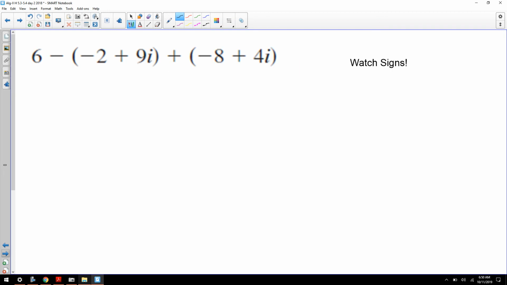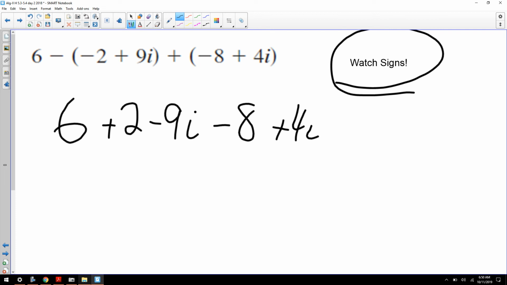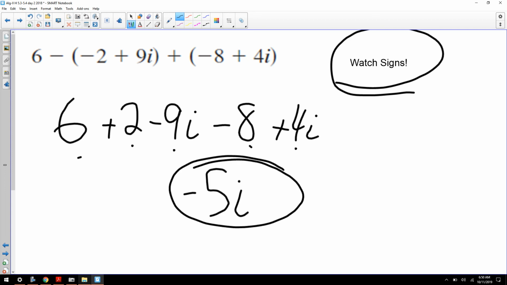Same deal. You just got to watch your signs. It is nothing too crazy whatsoever. 6 plus the 2 minus the 9 minus the 8 plus the 4. Combine your like terms. 6 plus 2 is 8. Subtract 8 is 0. Negative 9 plus 4 is negative 5i. This should be pretty easy for today.